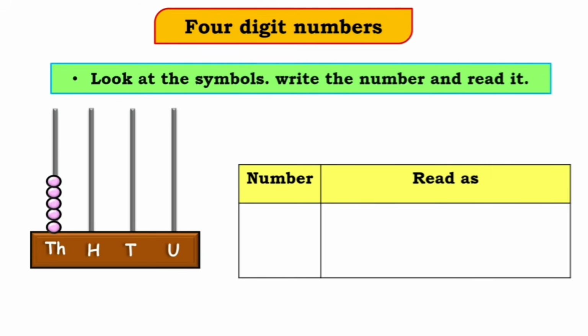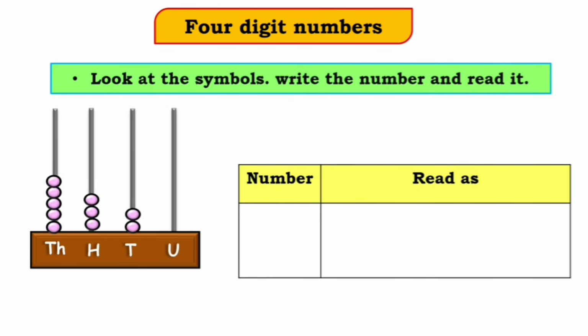Now this abacus shows 5 beads in thousands place. So we will write 5 in thousands place. Now 0 bead in hundreds place, 0 bead in tens place and 0 bead in units place. So we will write 0 in hundreds place, 0 in tens place and 0 in units place. Hence this number is written as 5000 and it is read as 5000.